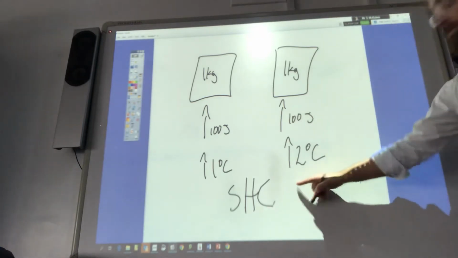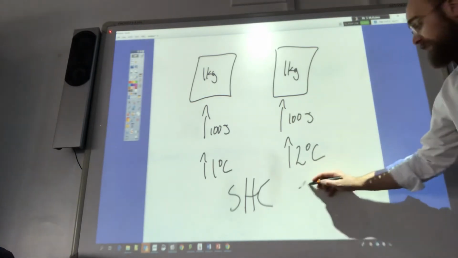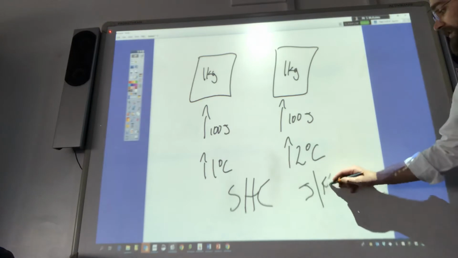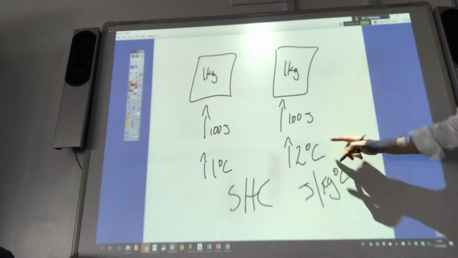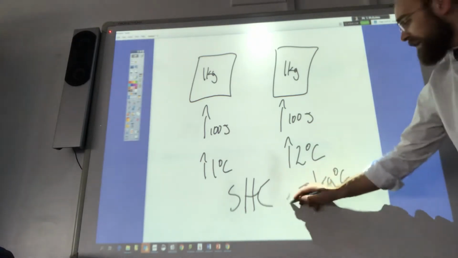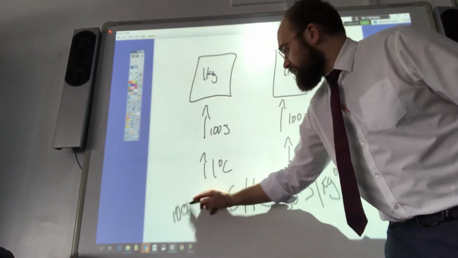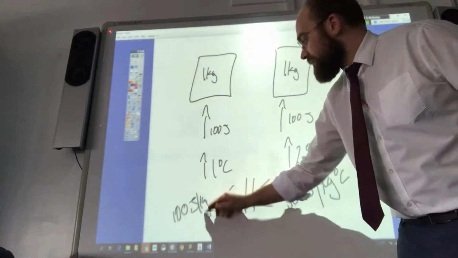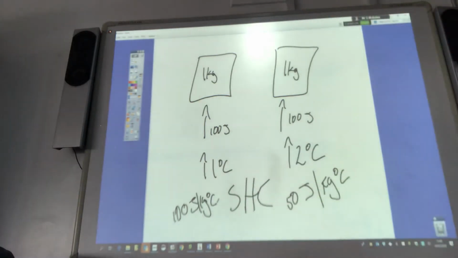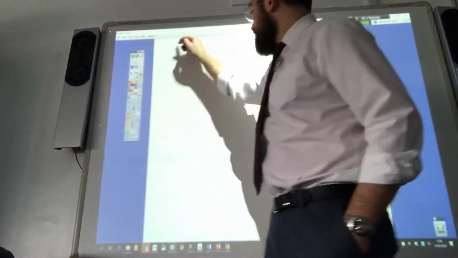So, if the specific heat capacity is the amount of energy required to increase 1 kilogram by 1 degree Celsius, then the specific heat capacity of this is 50 joules per kilogram degree Celsius. The specific heat capacity of this is 100 joules per kilogram degree Celsius. Okay, so this is the specific heat capacity, the amount of joules per kilogram degree Celsius. We can also talk about specific latent heat.